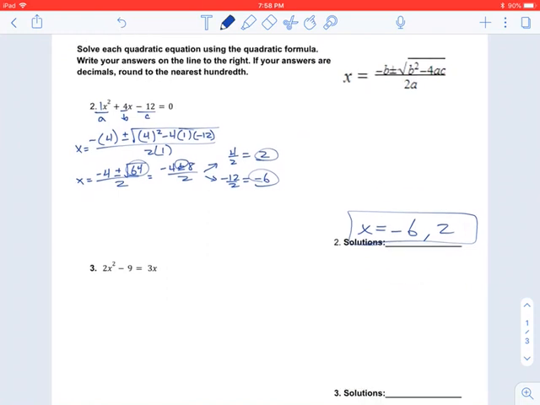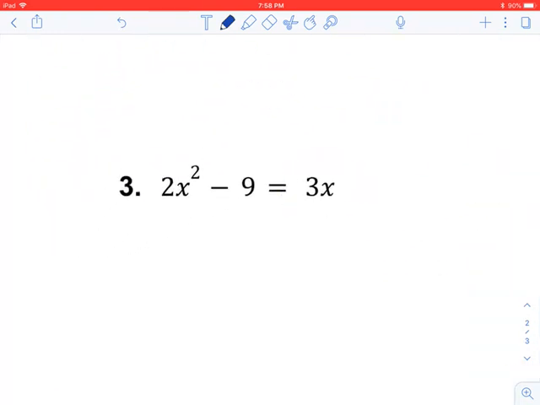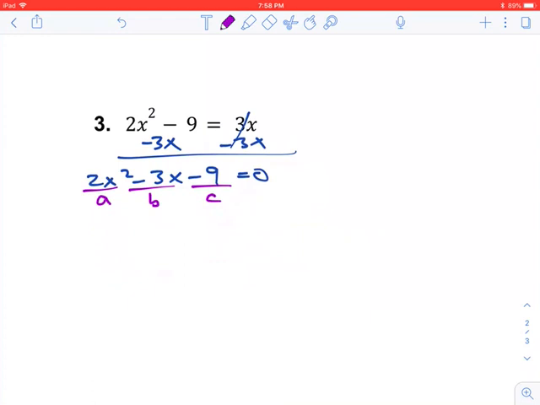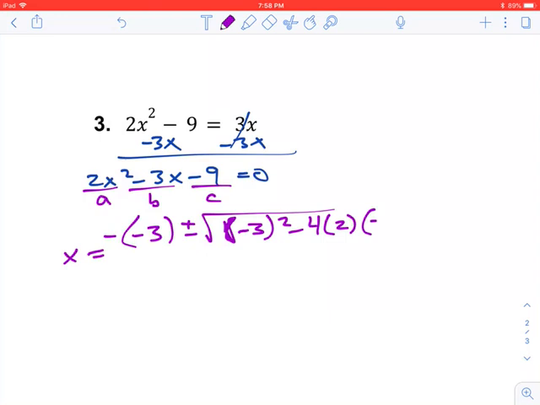Okay. So on the next one, got to get it equal to 0 first. So I subtract 3x, and for standard form, I want x in the middle. So it's 2x squared minus 3x minus 9 equals 0. And so a is 2, b is negative 3, c is negative 9. So in this case, I'm going x equals negative b, so in that case, negative negative 3, plus or minus square root of negative 3 squared minus 4 times a, which is 2, c, which is negative 9. All of that over 2 times a, which is 2.